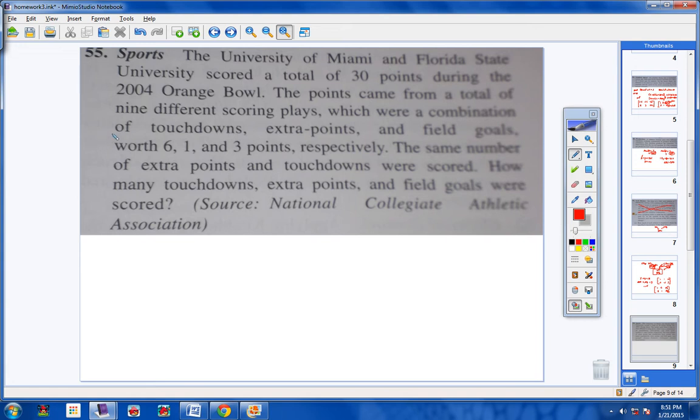And here we go. The University of Miami and Florida State scored a total of 30 points during the Orange Bowl 2004. The points came from a total of 9 different scoring plays, which were a combination of touchdowns, extra points, and field goals. How many touchdowns, extra points, and field goals were scored? So right off the bat, I have 3 unknowns. Now it's pretty obvious what my unknowns are going to be. I'm going to use T for touchdowns, E for extra points, and F for field goals, okay?